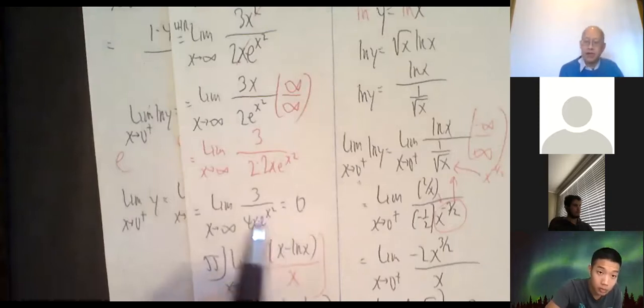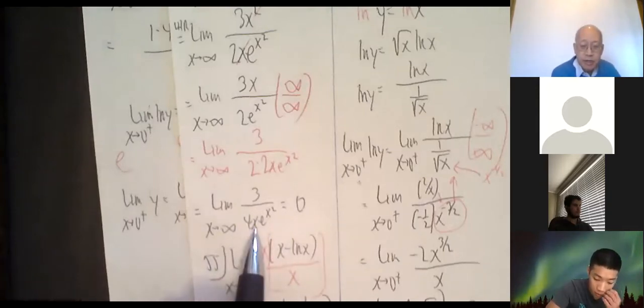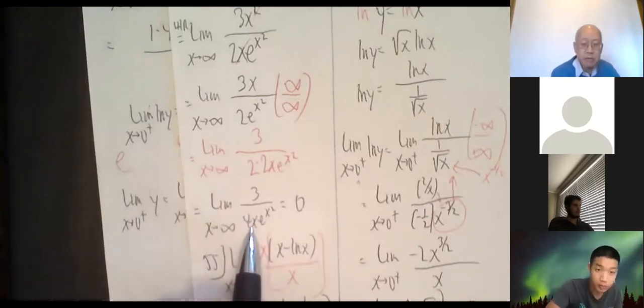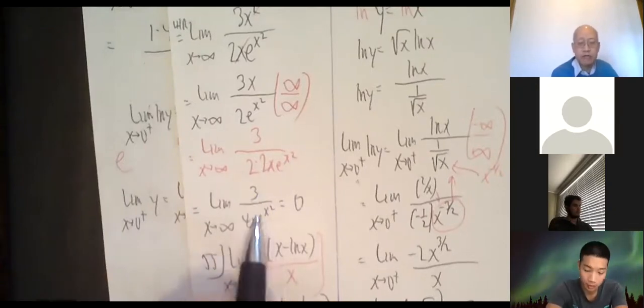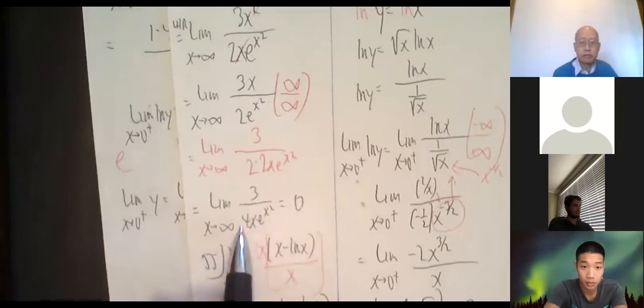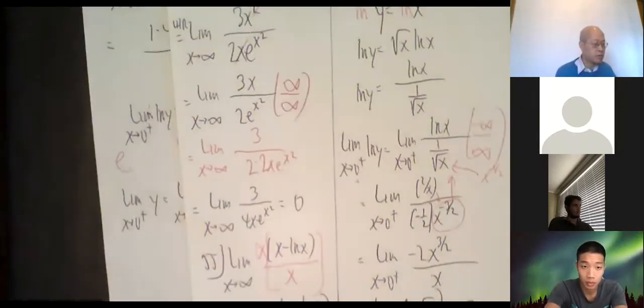Okay. Or 3 over 4x e to the x squared. Okay. And now you can tell that when x gets big, that 4 times big is big. E to the big number squared is big. The denominator is big. 3 divided by big, 0. So the answer is 0 by L'Hopital's rule.